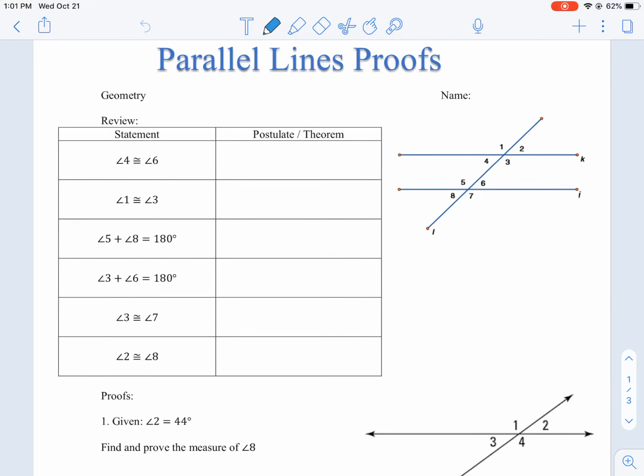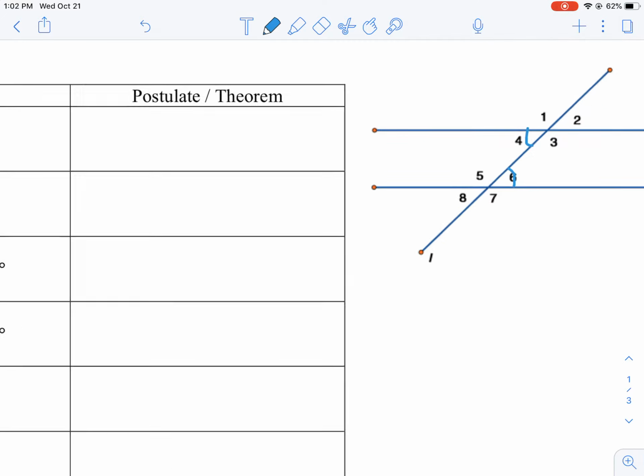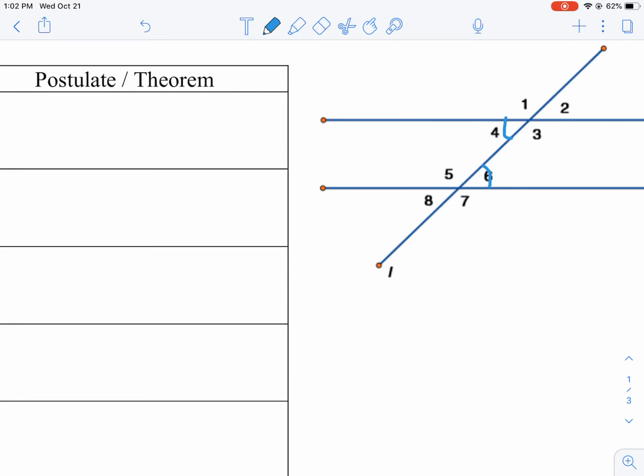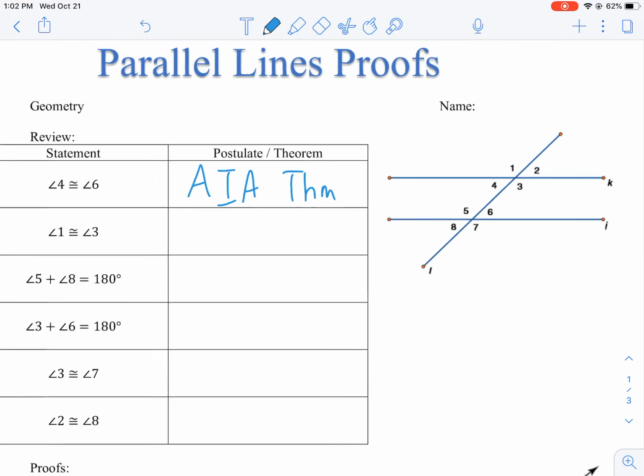So I'm going to give you some statements, right? What postulate or theorem goes with it? The first one is angle 4 is congruent to angle 6. So this is angle 4, that's angle 6. And I'm just going to tell you because you're watching a video, but those are alternate interior angles. So this is why you got to know what all their names are. So that'd be alternate interior angle theorem.